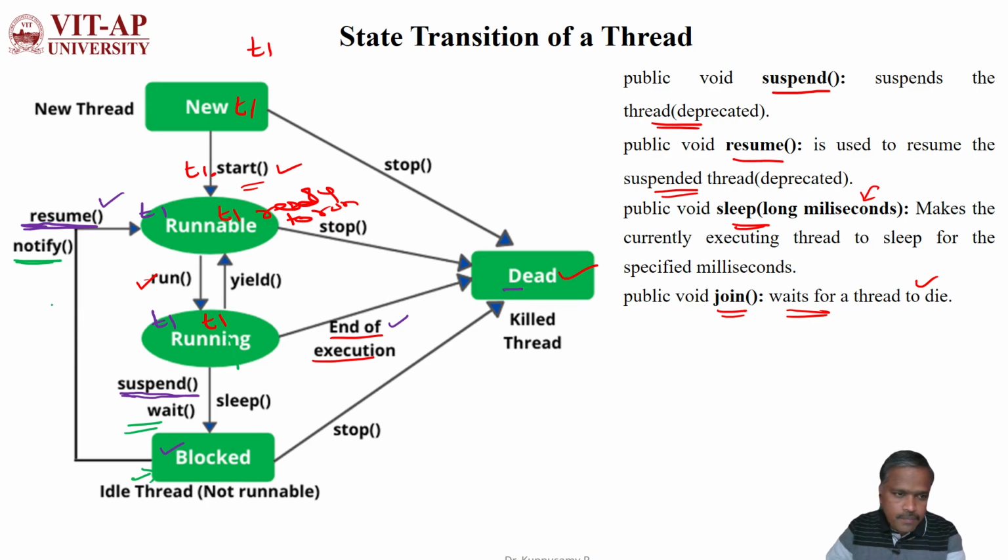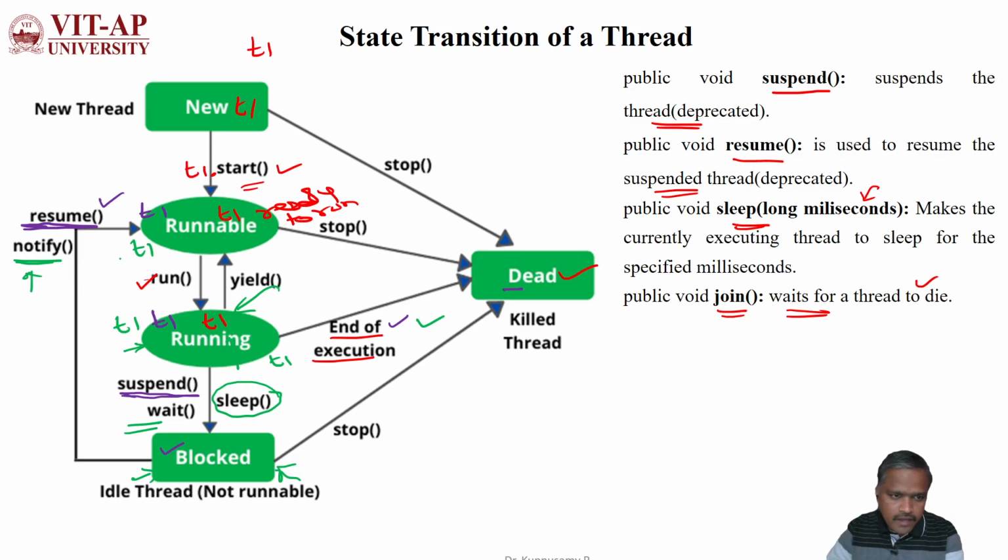If the CPU is idle, then again T1 will be kept in the runnable state. Now it is ready to run, T1 is passed to the CPU, and automatically it will come back to the running state. Once it is completed, it will say end of execution. Otherwise, suppose T1 is running and you introduce the sleep mode for some time, then again it will be kept in the blocked mode.